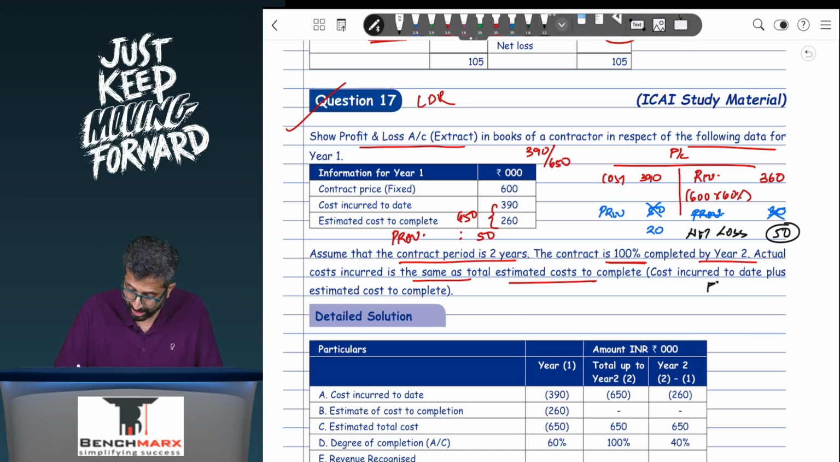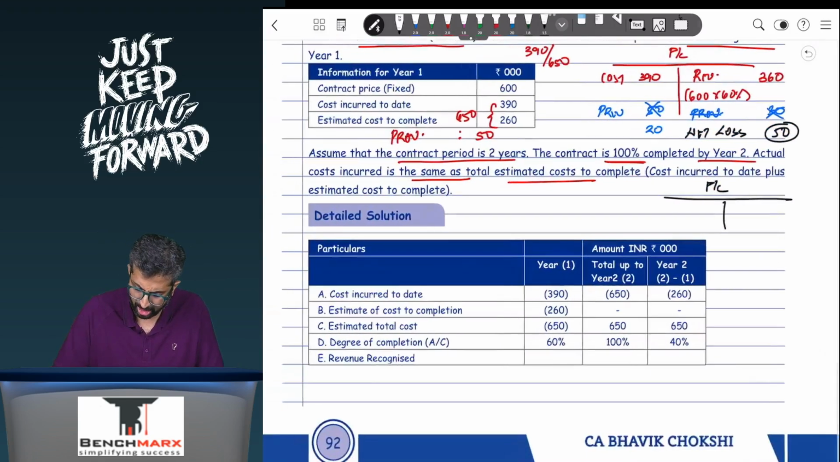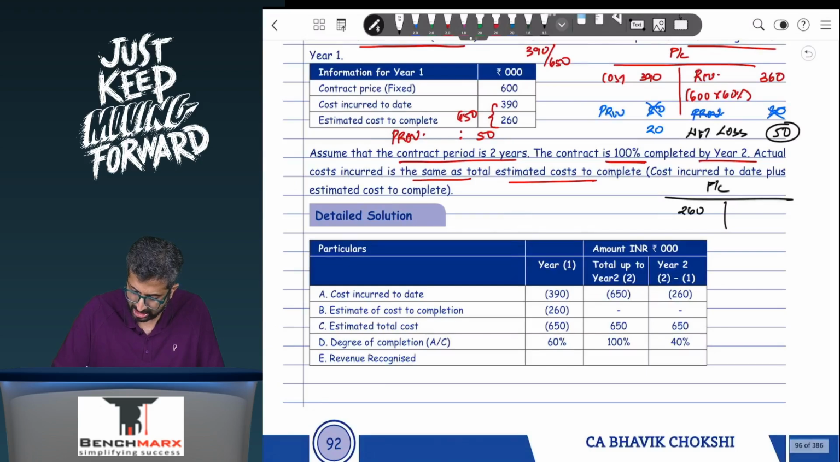Now when you go to the P&L of the second year, further cost incurred in the second year is 260. Maybe out of the project, 60% is complete and 40% is remaining. So the remaining revenue you can calculate as 600 minus 360, that is equal to 240 of revenue to be recognized, and hence a further 20 of loss is to be recorded.